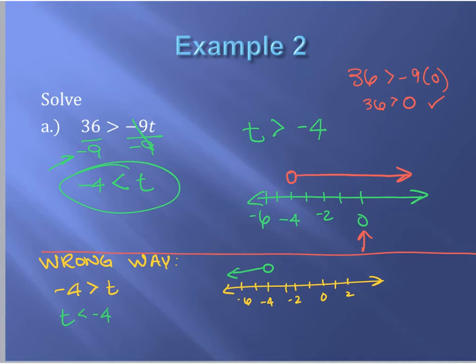Now, if I pick any number that is less than -4, in this case I'm just going to go with -6, and I plug it back into my original equation. This gives me 36 is greater than -9 times -6, which is a positive 54. And is 36 greater than 54? And the answer to that is no. So that tells me I've probably done something incorrect, or in this case, I just forgot to flip my inequality because I divided by the -9.